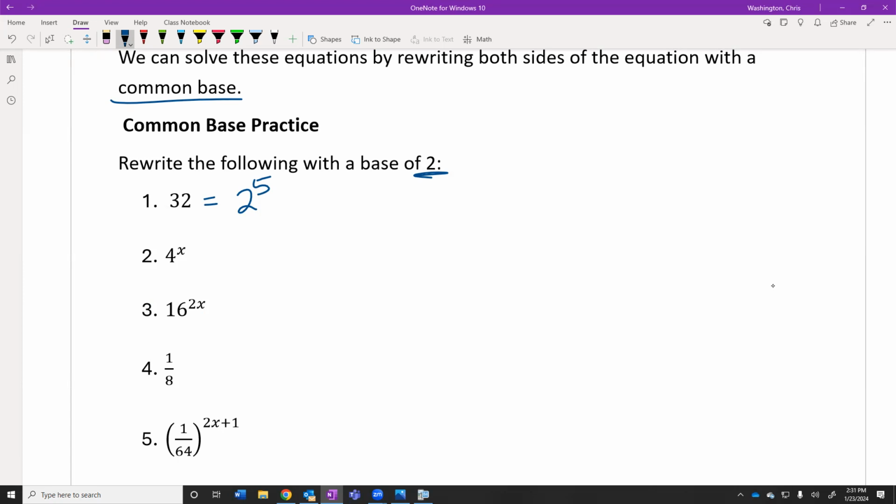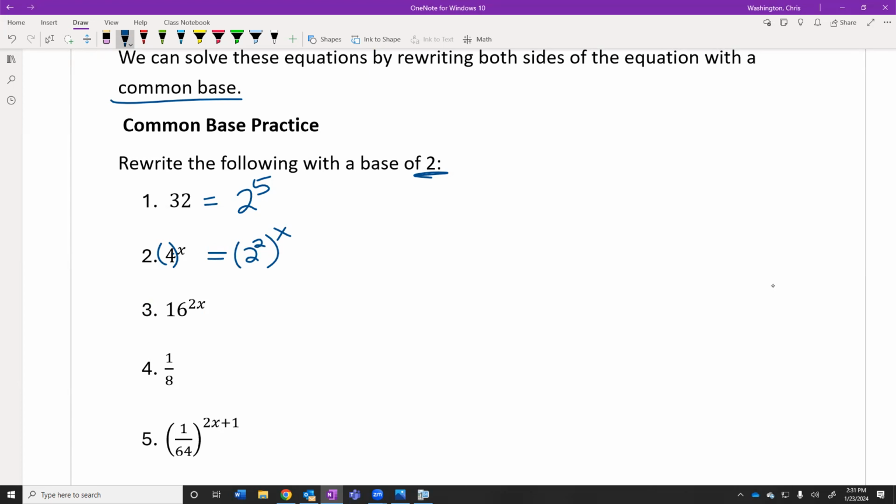4 is 2 to what power? 2 to the 2nd power. But notice that there's an x there. So I'm going to change the 4 to 2 to the 2nd power, and that's going to be raised to the x still. The x is still there. All we did was change 4 to 2 squared, but the x is still there.